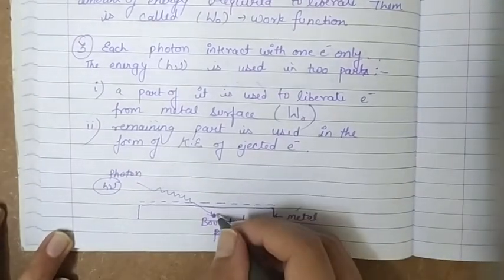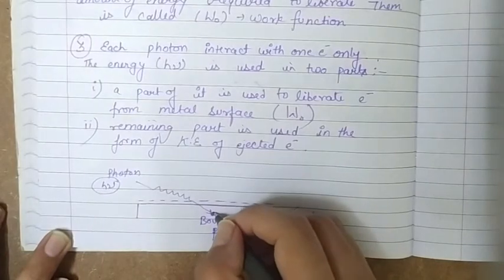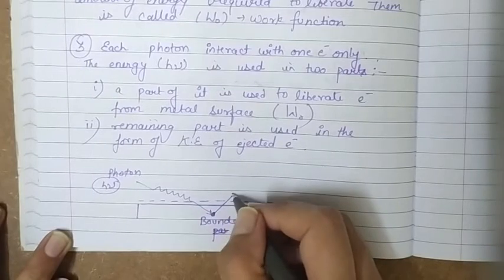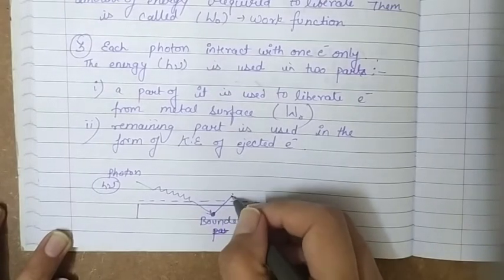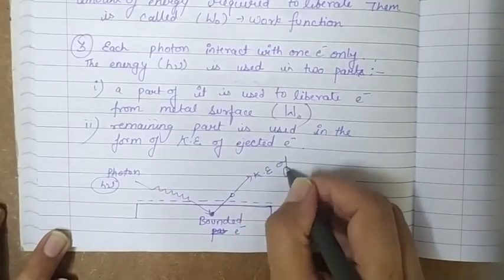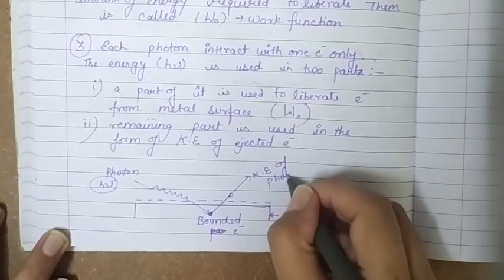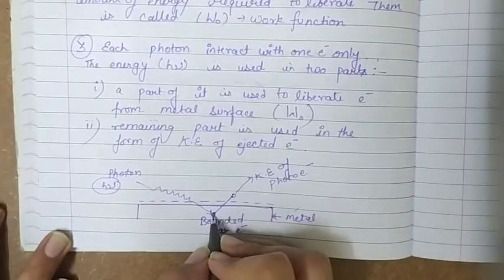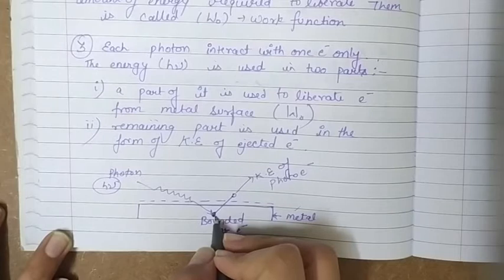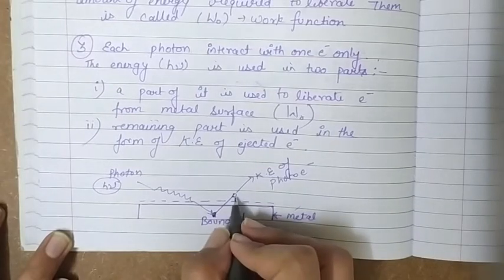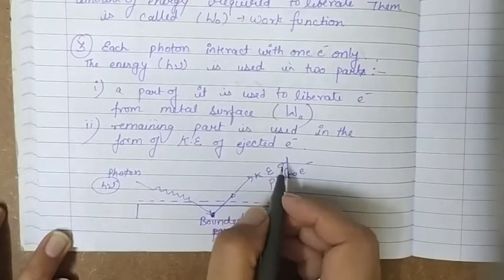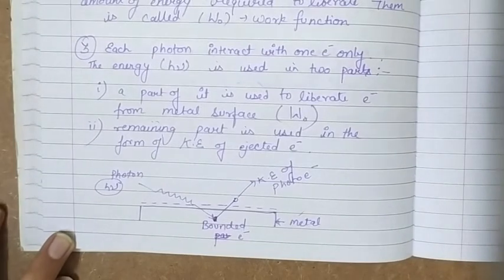A part of it, which is equal to W naught, is used by this electron to come out of this surface, so by using W naught energy it comes out. Now the remaining part of the energy will work as the kinetic energy of this electron, the kinetic energy of the photoelectron. So from this bound state, the electron uses an amount of energy equal to the work function W naught to come out of the metal surface, and after that the remaining part is imparted as kinetic energy to that electron.